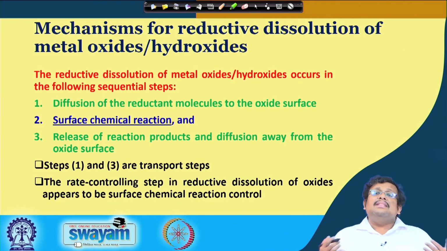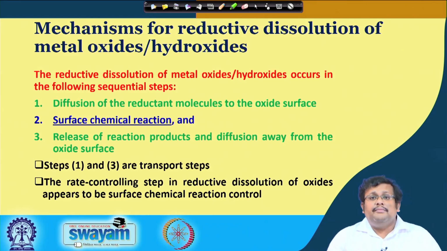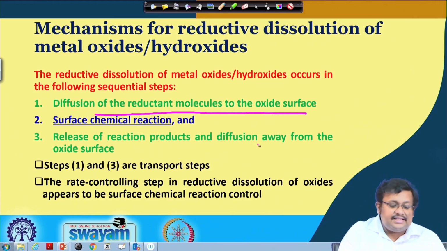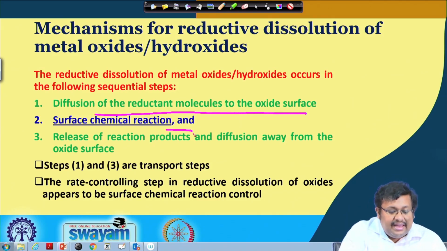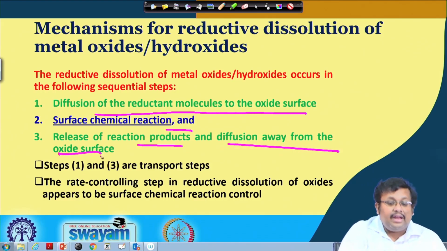So, what is the mechanism for reductive dissolution of metal oxides and hydroxides? The reductive dissolution of metal oxides and hydroxides occurs in three steps. The first step is diffusion of the reductant molecule to the oxide surface. The second step is surface chemical reaction. After it reaches the oxide surface, it produces some reaction on the surface. The third is release of reaction products and diffusion away from the oxide surface. So, you can see there are three processes.